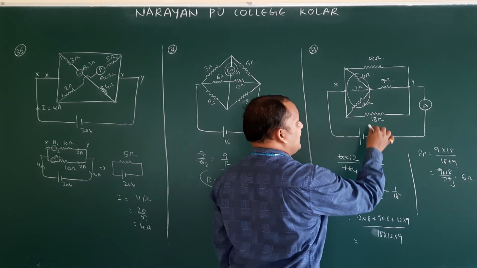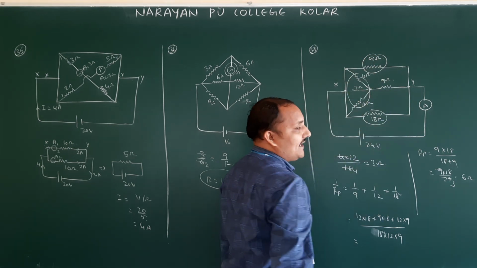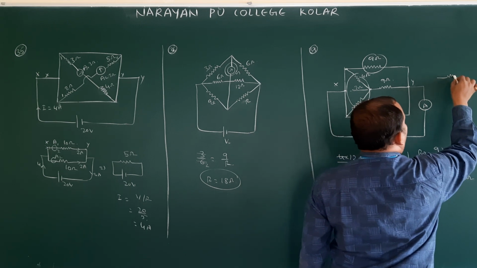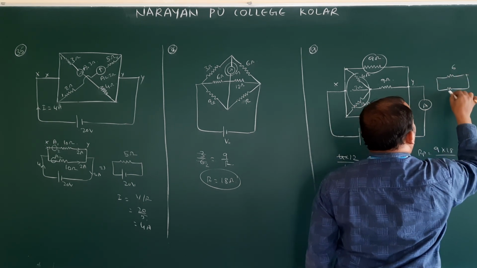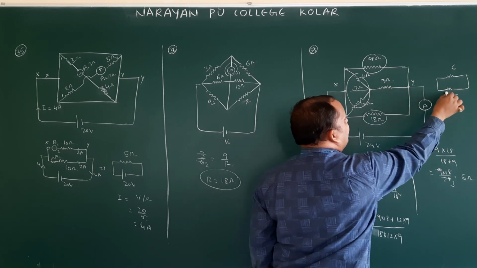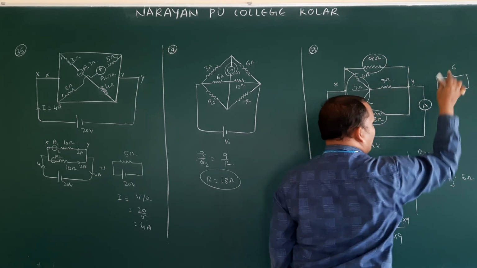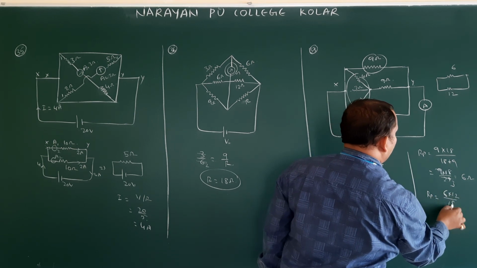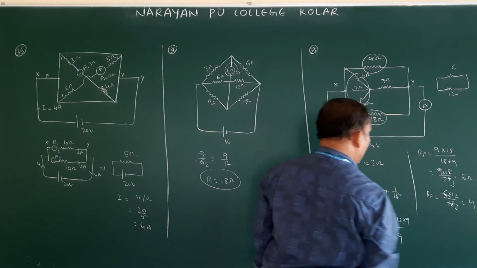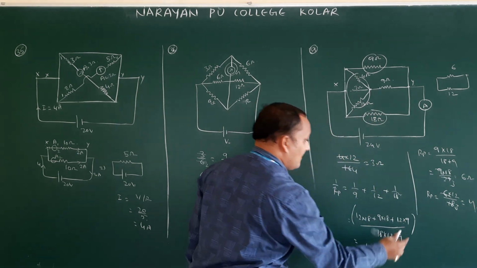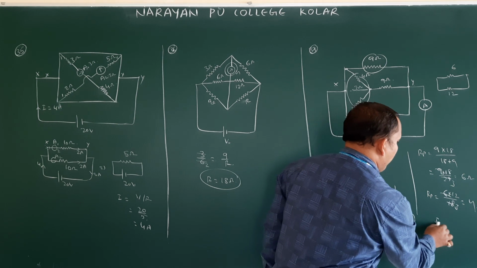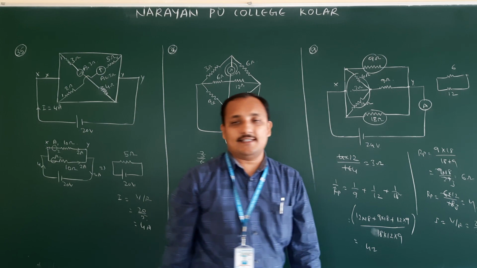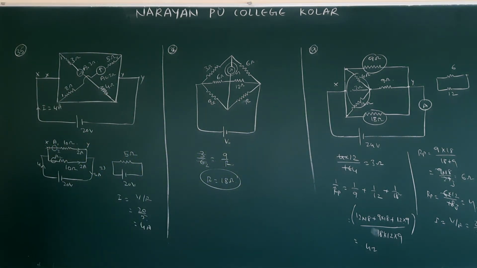6 ohms. So in place of 18 and 9, we can take 6. Now 6 and 12, how are 6 and 12 connected here? In place of 9 plus 3, 12 we got. In place of 9 and 18, we got 6. How are 6 and 12 connected? Parallel. 6 into 12 by 18, so 4 ohms. If you do like this also, you will get 4 ohms. I is equal to V by R, 24 by 4. So 6 amperes. Okay.